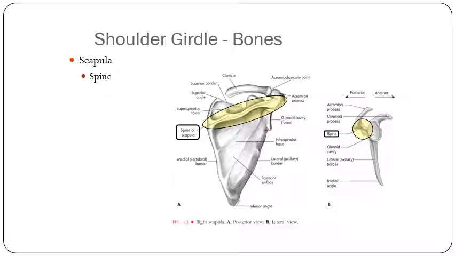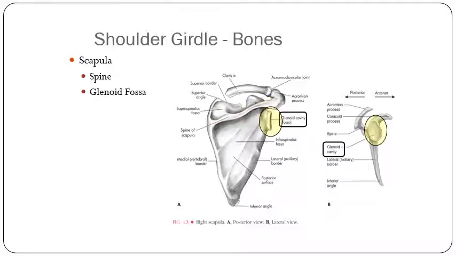And you should also be able to tell. If I give you a bony model of a scapula, you should be able to tell me whether it's a left side or a right side based upon the orientation of the landmarks. So you have to make sure you're able to do that.